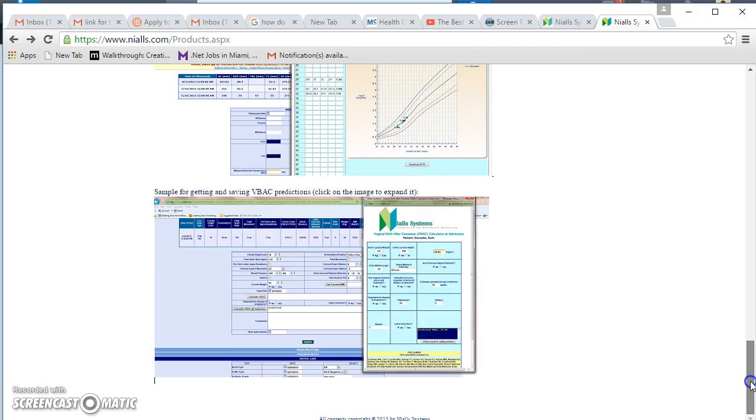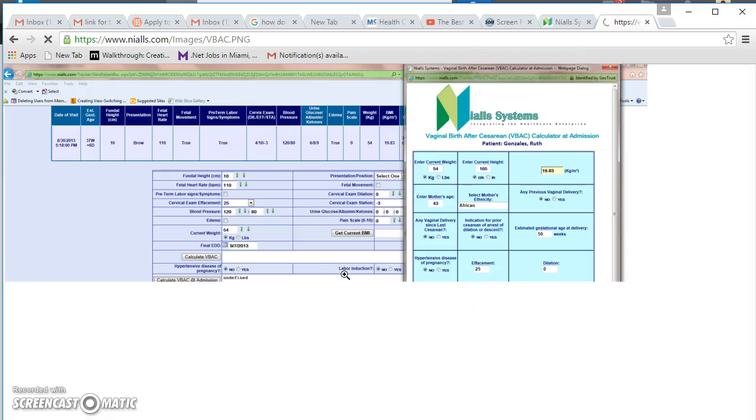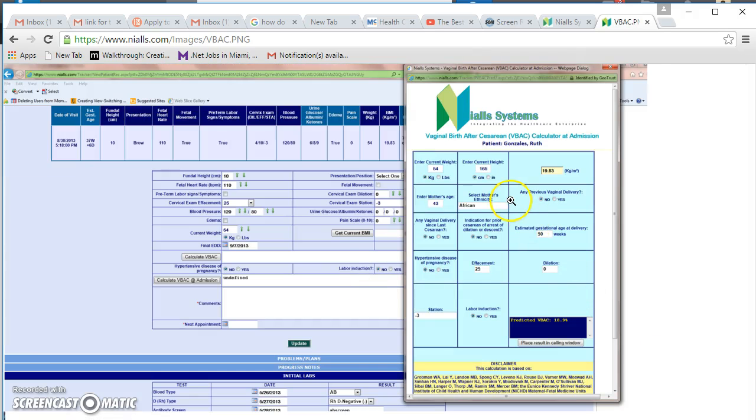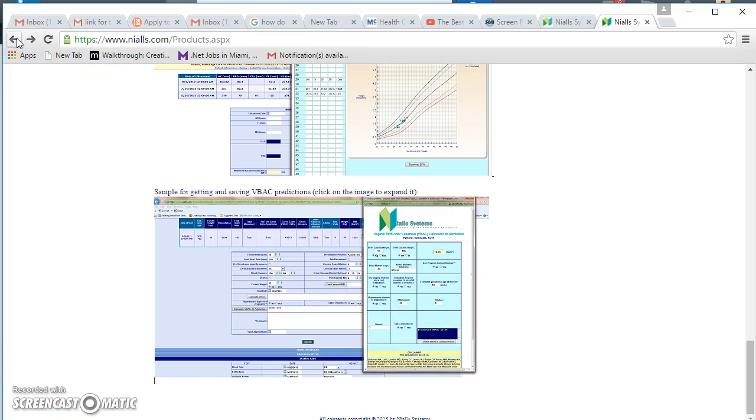And I can also show a potential VBAC calculation, a calculator that forecasts if a patient can have a normal delivery after having a cesarean previously. So this is basically what the product does right now.